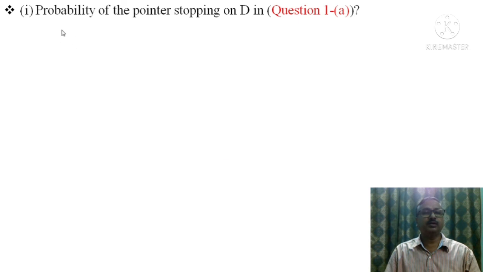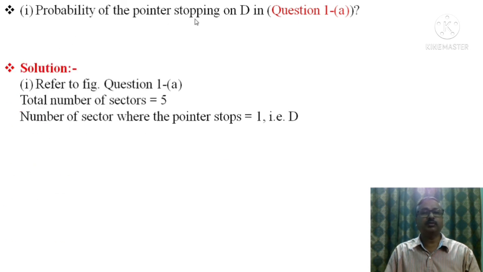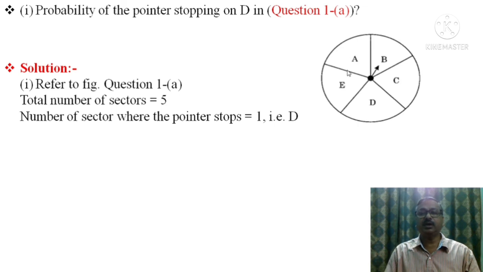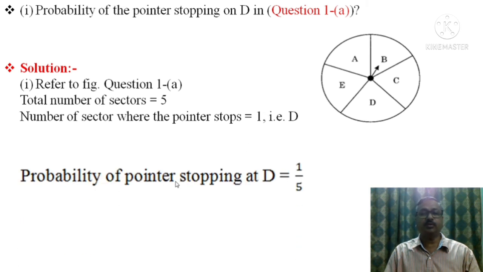Now see question number 1. The probability of the pointer stopping on D. This is the figure with A, B, C, D, E in question number 1. The total number of sectors is 5 here: A, B, C, D and E. The number of sectors where the pointer stops, that is our favorable, should be D only, which is 1. Therefore the probability of the pointer stopping at D is 1 by 5. Our favorable is 1, only one D is there, and the total is 1, 2, 3, 4, 5.